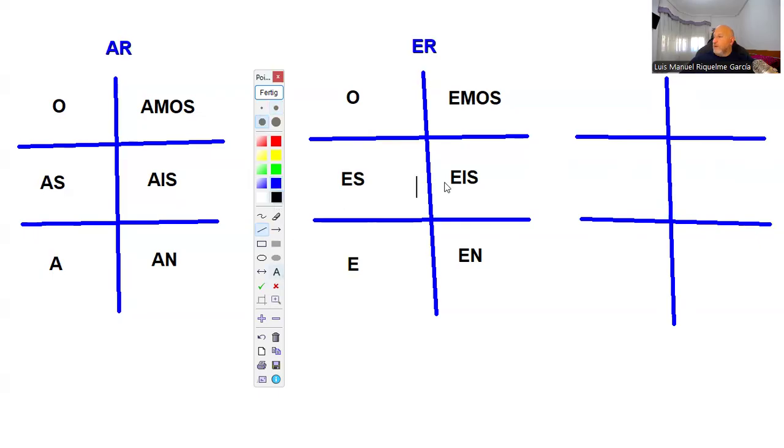So, I will be an O. You, es. He, she, it, e. So far, it's the same. ER and IR, they share those endings. Now it changes a little bit. We, nosotros.